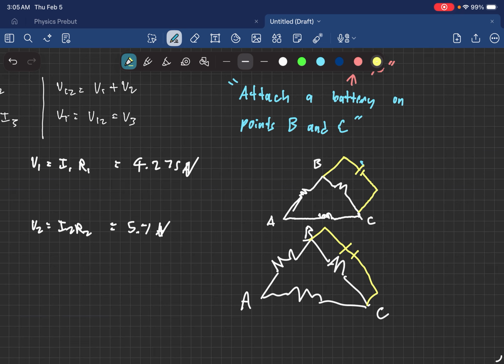So let's analyze it. These two, they are in series. Why are they in series? They're in series because they have one flow of connection. Okay, now why is this one parallel?